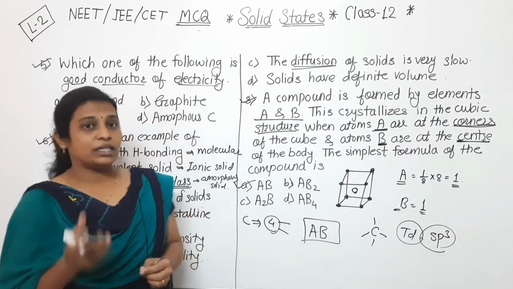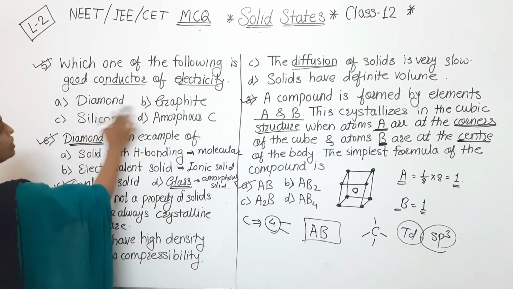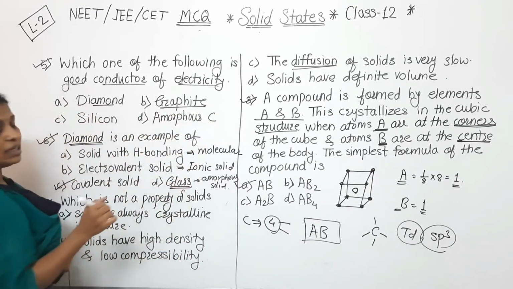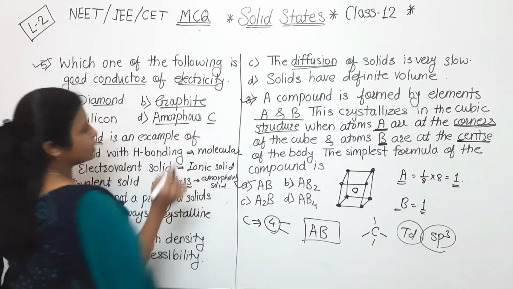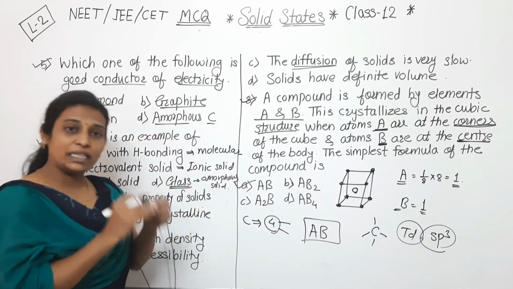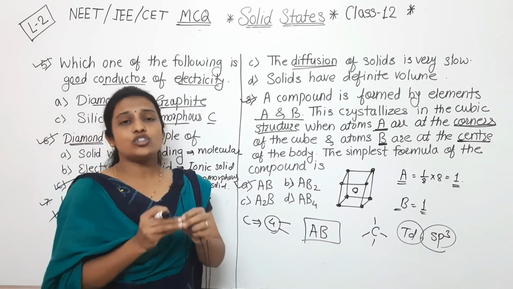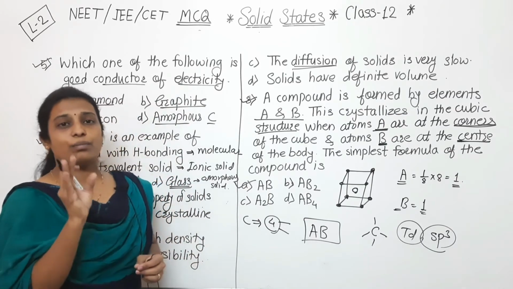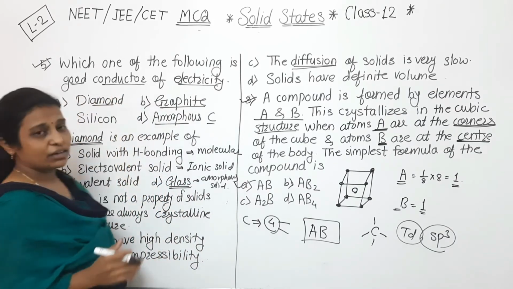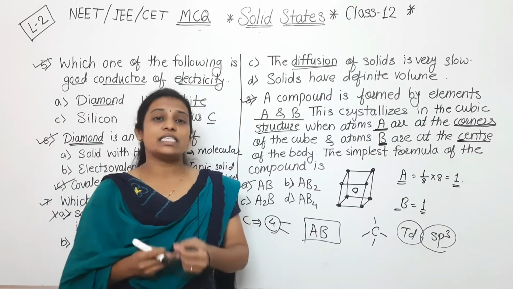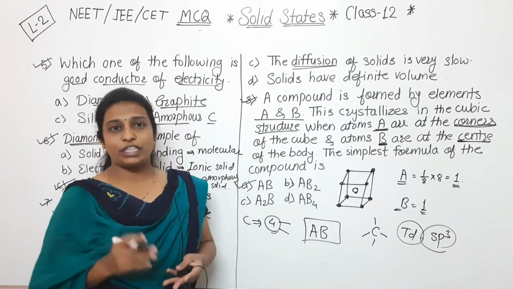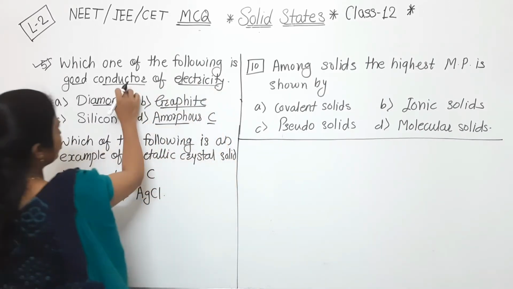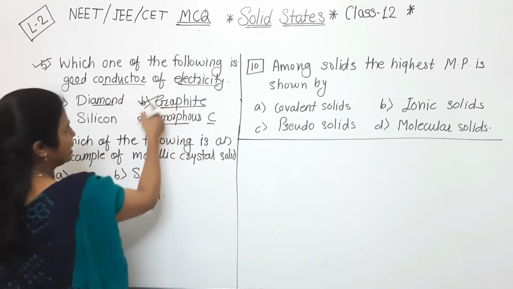Metallic solids are good conductors, but here they asked about these four examples, and diamond and graphite come under the covalent solids. But even among covalent solids, graphite is the only example which is a good conductor of electricity. Why graphite is an exceptional case for good conductance of electricity, we will discuss now. The answer is graphite.